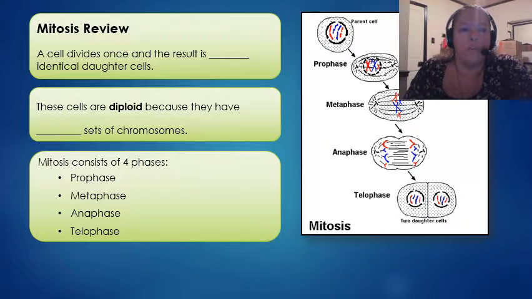So just a quick review about mitosis. Mitosis is a cell division that divides once, and the result is two identical daughter cells. These cells are diploid because they have two sets of chromosomes. And the four phases of mitosis are prophase, metaphase, anaphase, and telophase.